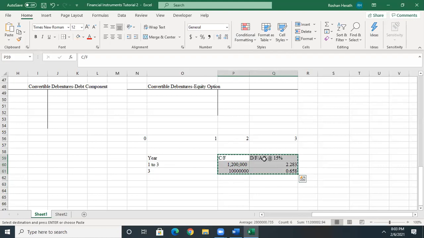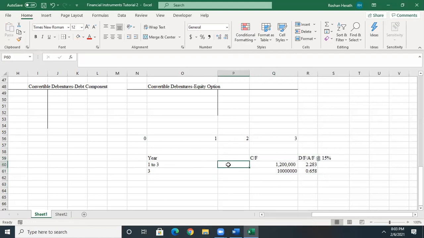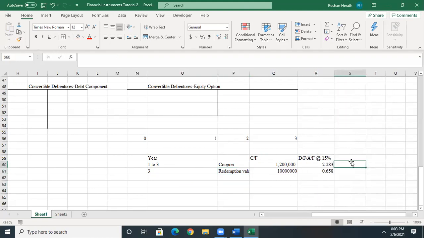So this is your kind of the coupon, and this is redemption. Right, or the principal at the maturity, you can say either. You get that. So now you can take the discounted cash flow. You get the discounted cash flow.